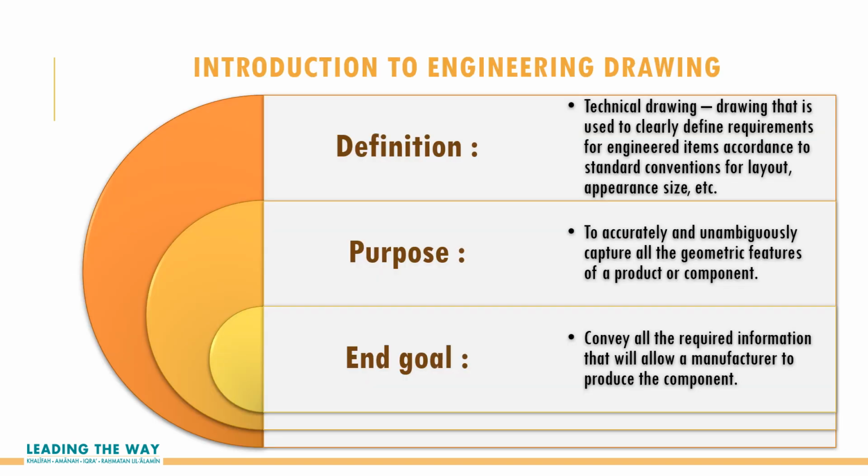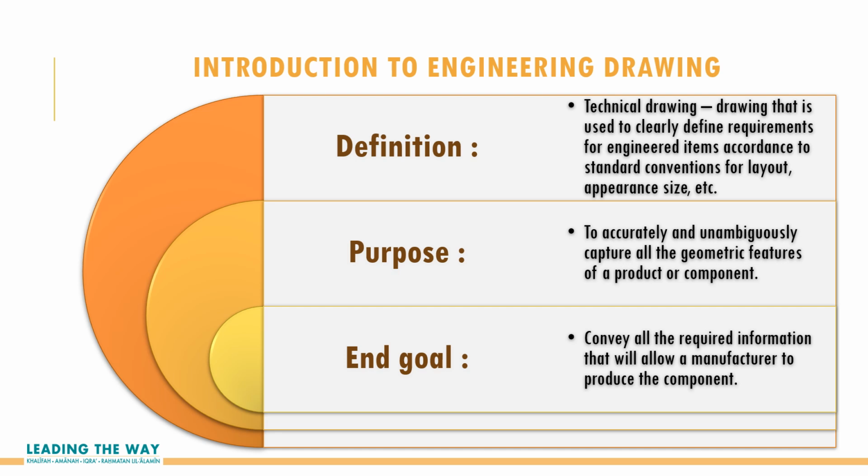As an introduction to engineering drawing, we would like to see the definition of engineering drawing. Engineering drawing is basically the technical drawing that is used to define the requirements for the engineered item. So this must follow the standard so that it will be convenient for all the people that read the drawing. So they have a certain layout, certain appearance, size, and so on. We're going to look into this in detail later.